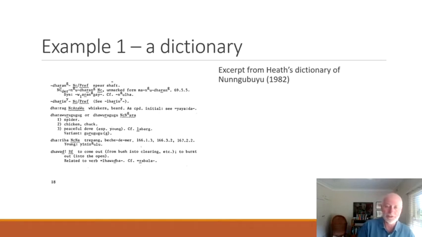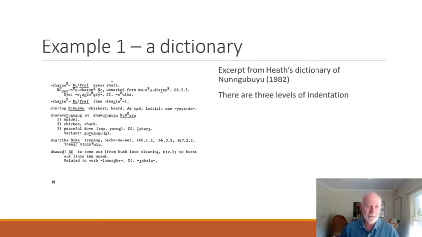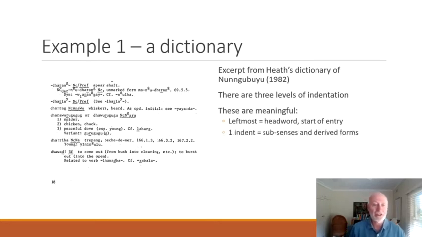First of all, this is part of a page from Geoffrey Heath's dictionary of the Nunga language, and you can see there are different levels of indentation. In fact, there are three. And this codes information. It's meaningful. The leftmost items are head words, so each time you see something that's further left, that means this is a new entry. Then the next level of indentation, about in the middle of the example there, shows you numbered subsenses, but as you can see in the first entry, it also has derived forms.